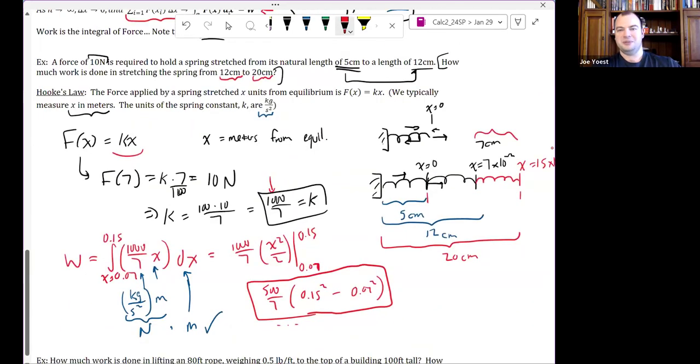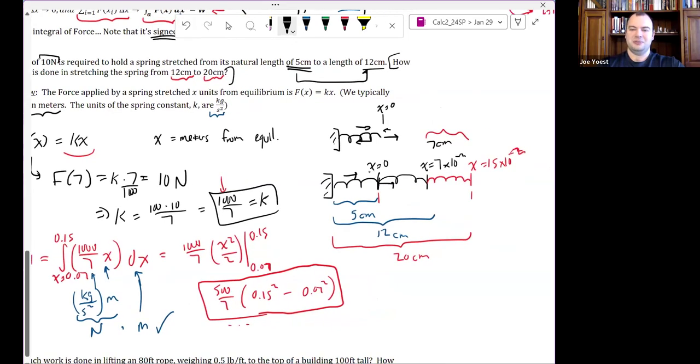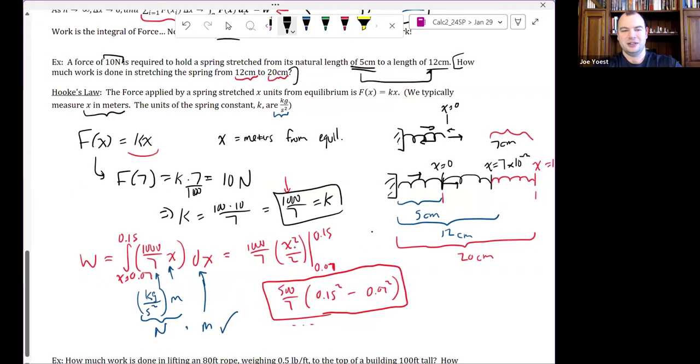So this is the kind of problem that physicists love and mathematicians hate, because there's tons of units and tons of, like, wait, are we dealing with the distance from equilibrium, or are we dealing with the whole total length of the spring? So just lots of things to be careful about here.